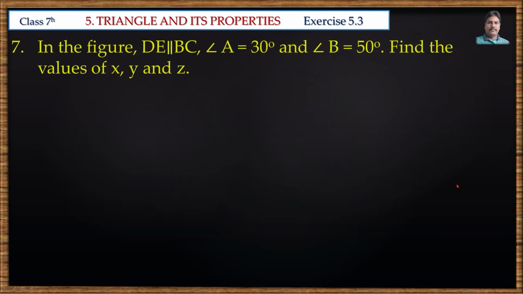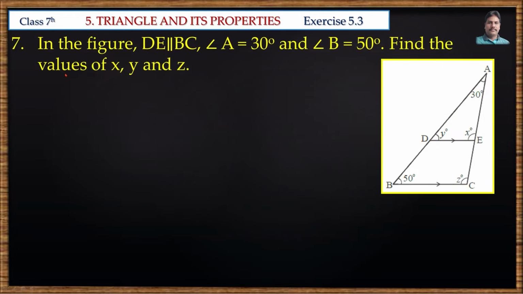Next problem. In the figure, DE parallel to BC and angle A is equal to 30 degrees and angle B is equal to 50 degrees. Find the values of x, y and z.